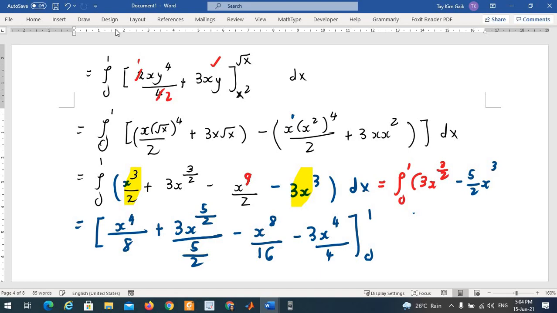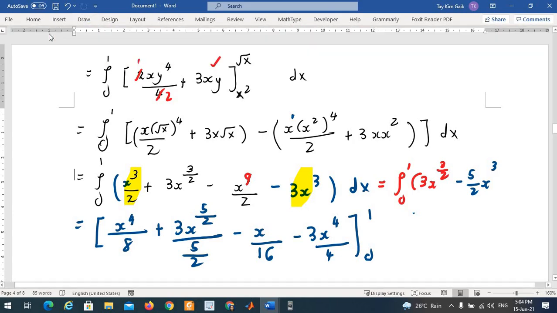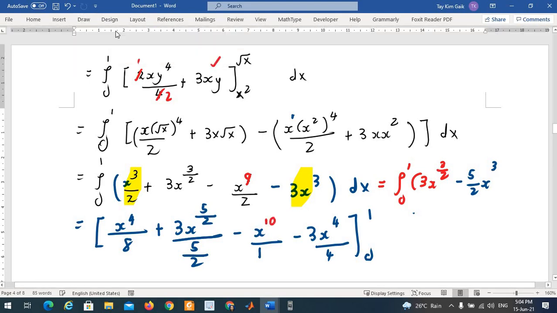Here, x to the power 4 over 8. Here, x to the power 10 over 18. So this is x to the power 10, over 20. Okay, this term, x times x squared to the power 4. This is x to the power 8, and then 8 add 1, so x to the power 9 over 2.